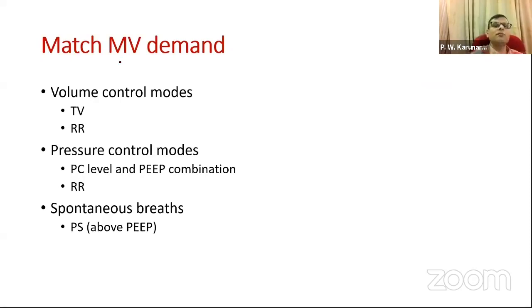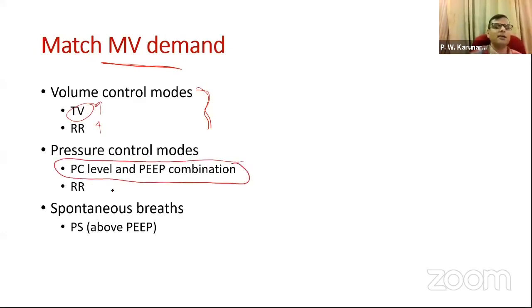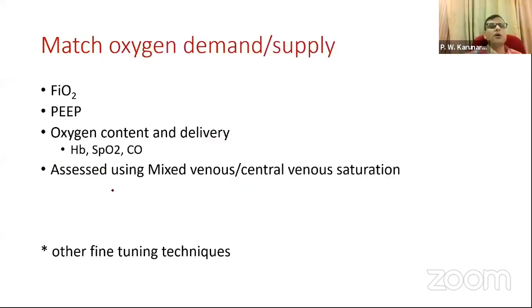I'll just go through minute ventilation. If you want to change the minute ventilation, like to control the pH and carbon dioxide, then in volume control mode you increase the volume and increase the rate if you want. In pressure control mode, you will have to adjust the pressure levels and the rate. Spontaneous, I didn't talk about.